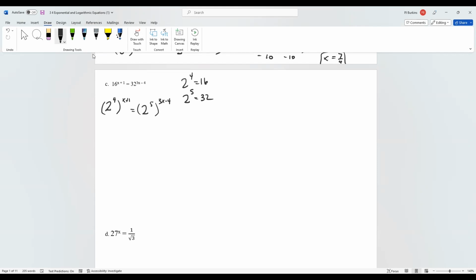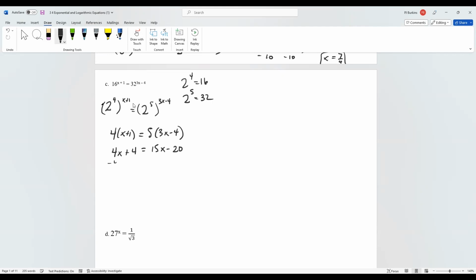At this point, I could just multiply the powers for both sides, and they have to be equal because it's all base 2. So this would be 5 times 3x minus 4, right? So I just did 4 times x plus 1, 5 times 3x minus 4. So this would be 4x plus 4 equals 15x minus 20.